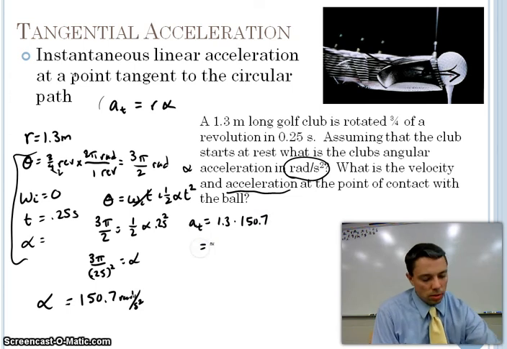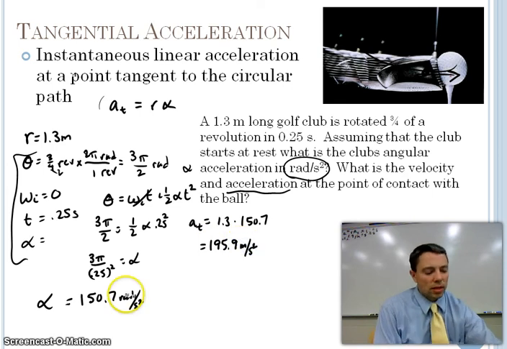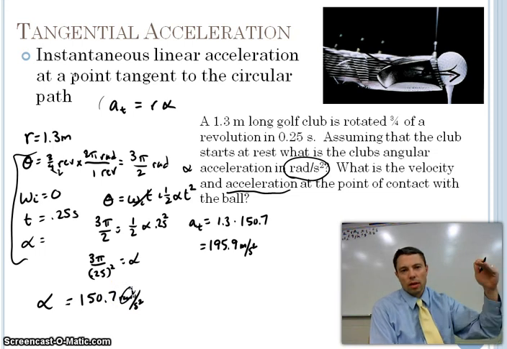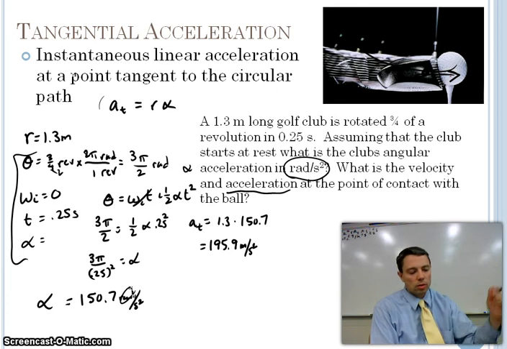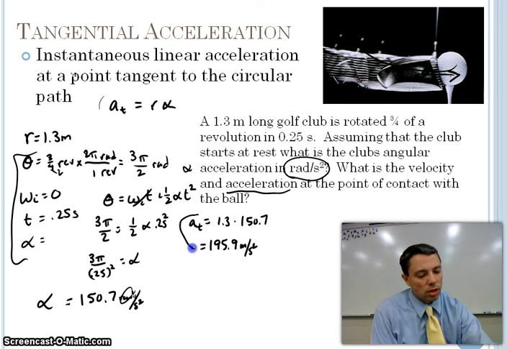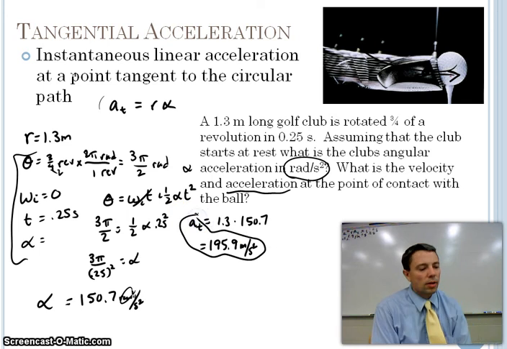And that comes out to be 195.9. Now this is going to be meters per second squared. Remember that the radians thing was kind of a made-up unit because it was based on the ratio of a length divided by a length, and so the units disappeared. The radians disappear in this, and we end up then in meters per second squared. So that's my tangential acceleration.